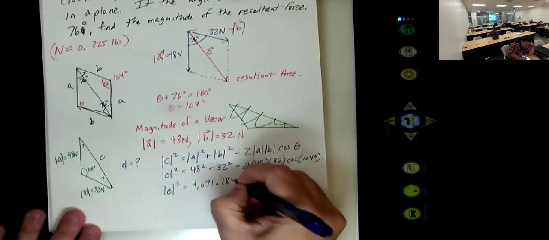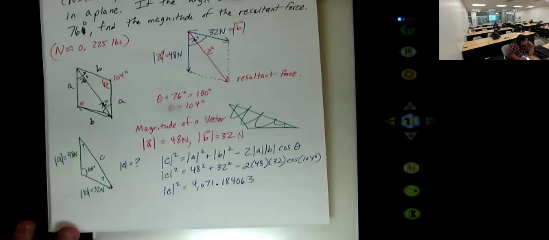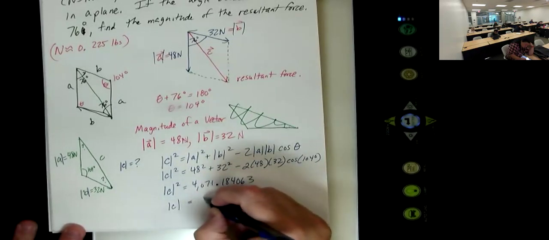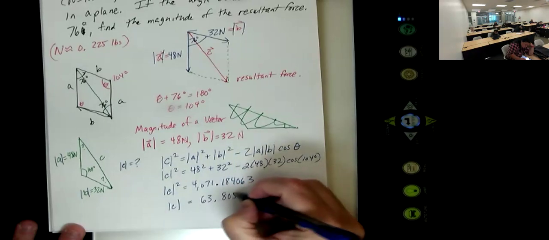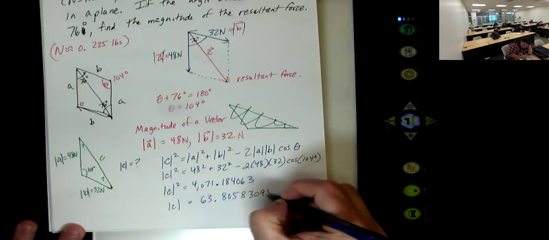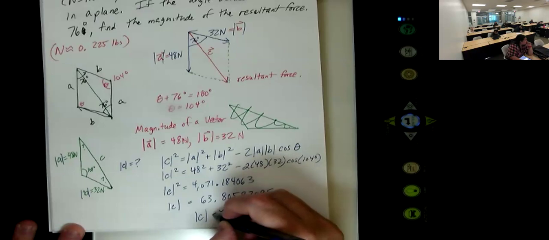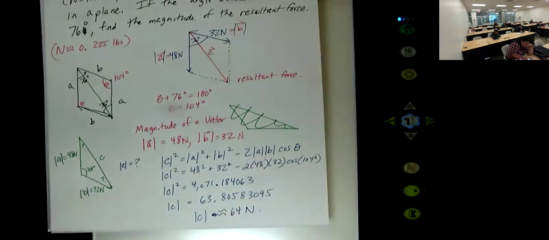I didn't pull out my calculator, but this is what I have written in my notes. Tell me if that's something you get when you calculate that. That's the squared part. So if we take the square root, I get 63.80583095. I would say C is about 64 newtons, since my two initial vectors were in full integer values.